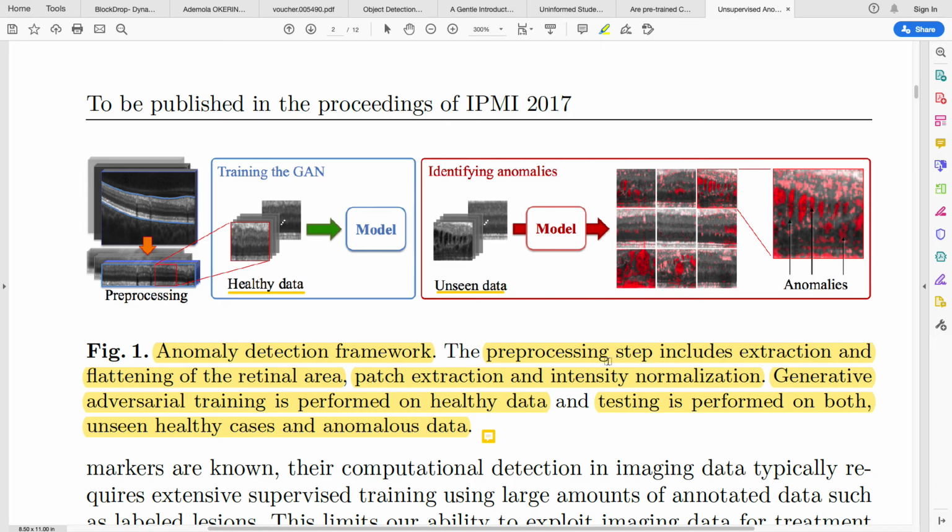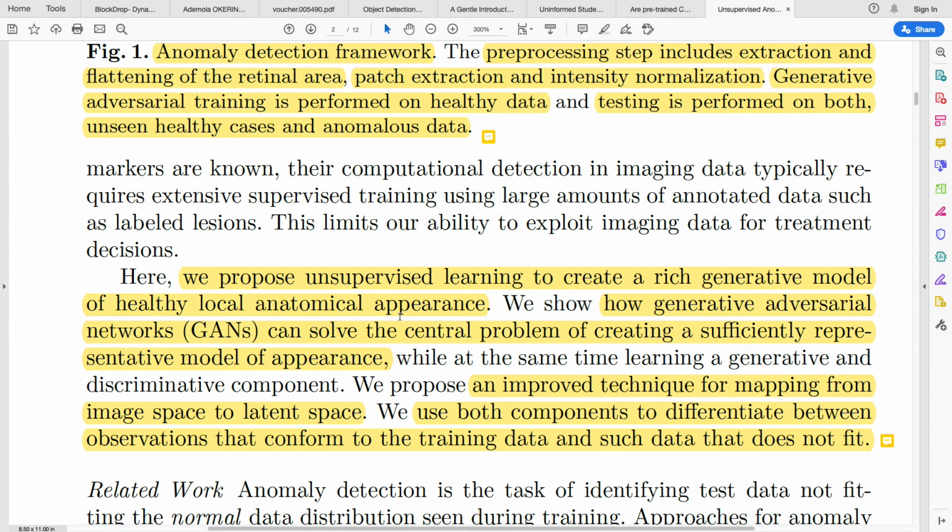So the pre-processing step includes extraction and flattening of the retina area, patch extraction, and intensity normalization. So they did some pre-processing on the eye data, the image data. And they now use generative adversary training on the healthy data, and they perform testing on both the unseen healthy cases and unseen anomalous data. Okay, so now they use GAN.